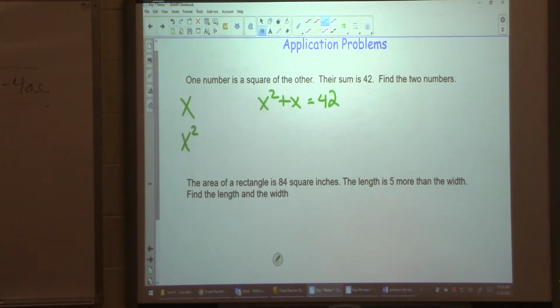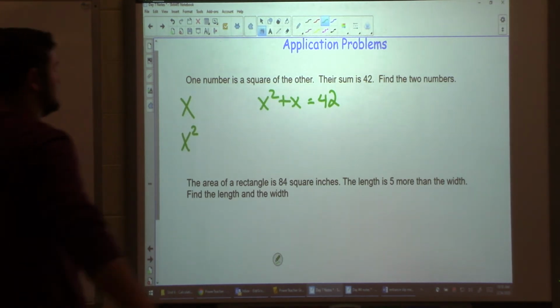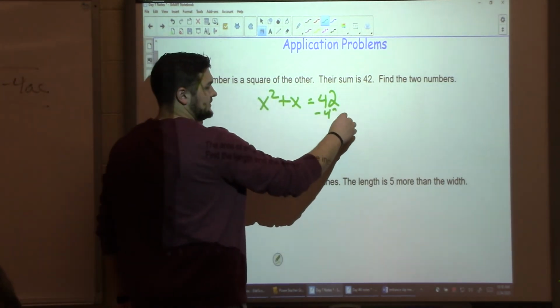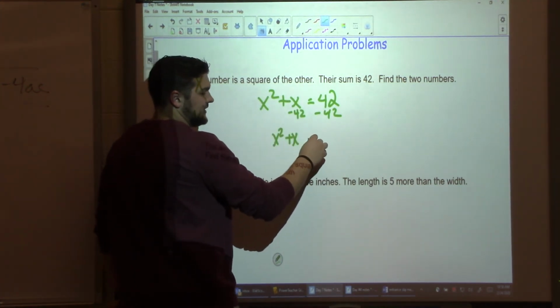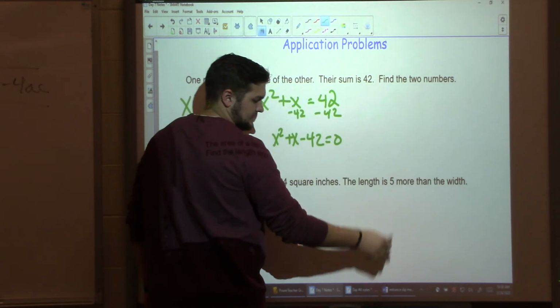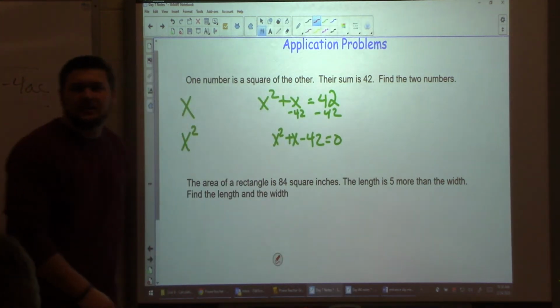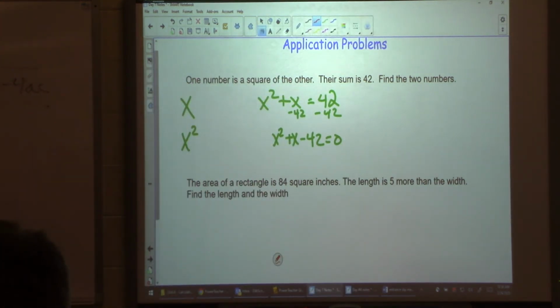If I want to solve for x, I've got to get one side equal to 0, so I have to subtract 42. Minus 42, I get x squared plus x minus 42 equals 0. I have one side equal to 0. If I want to solve for x, what should I do next?